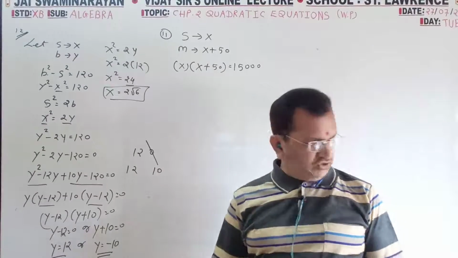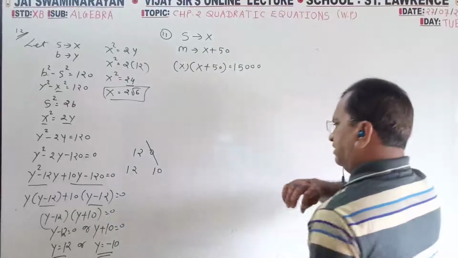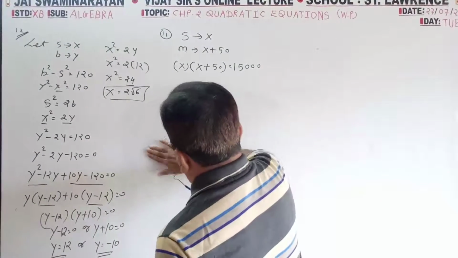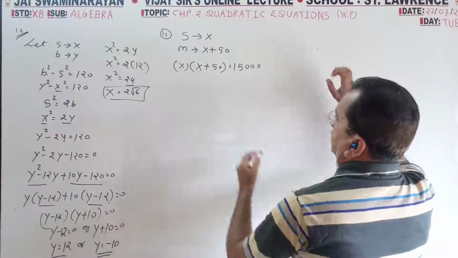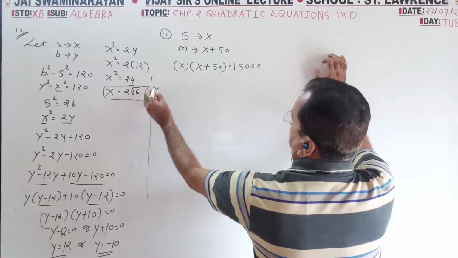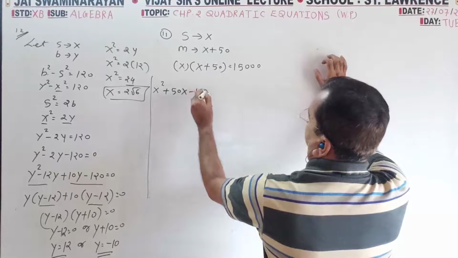This you can solve by two methods. Both methods are fantastic, easygoing and unique, that you will not find in another textbook. So the first method is x square plus 50x minus 15,000.